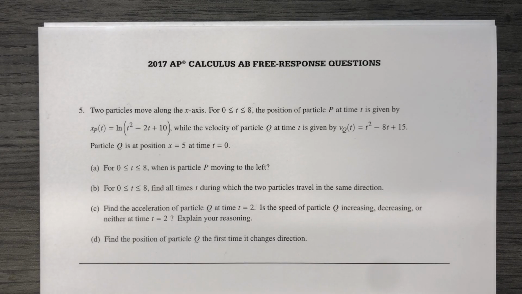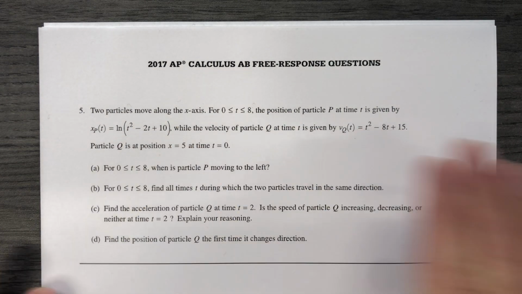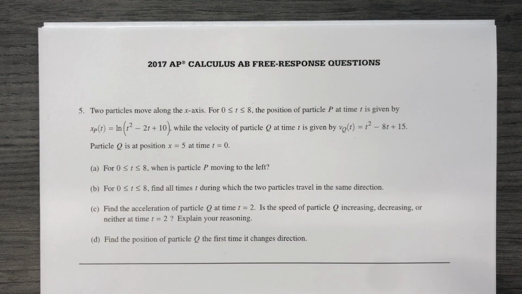All right, here we go. Number 5, 2017, AB, calculator inactive. Two particles are moving along the x-axis. They have horizontal movement is basically what they're saying.